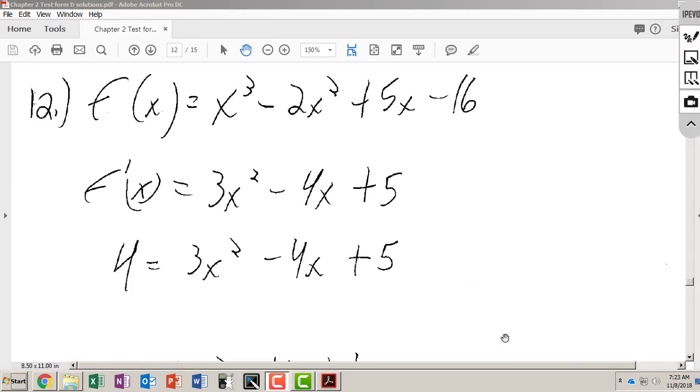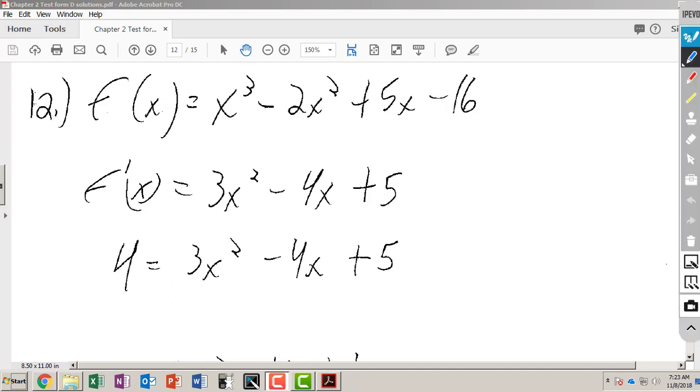Okay, on problem number 12, it says find the values of x for all points on the graph of f of x equals x cubed minus 2x squared plus 5x minus 16, at which the slope of the tangent line is 4. So the first thing that we need to do is go ahead and find our slope equation. Remember, your slope equation is your first derivative. So I'm going to go ahead and find my first derivative.